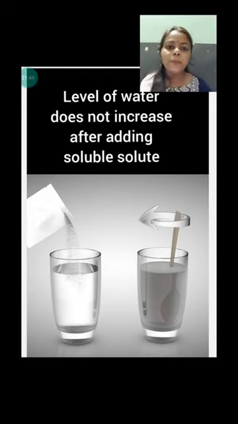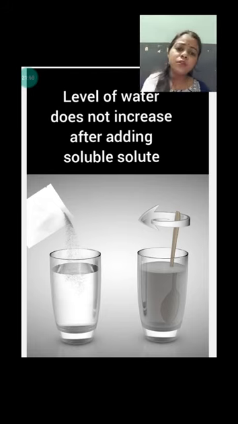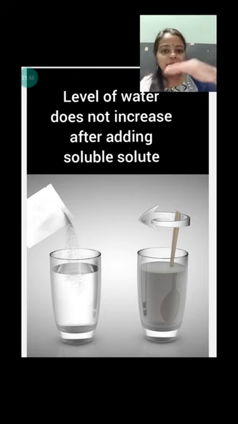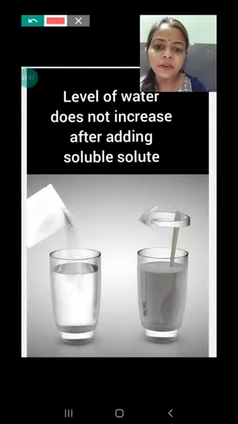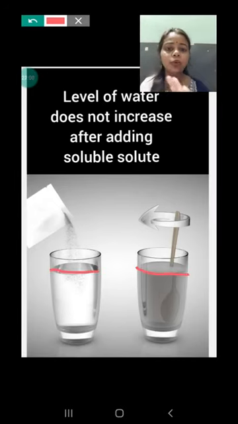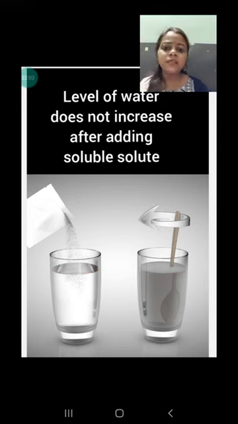And a very important concept is, when we add sugar or glucose or salt in a glass of water, the level of the water does not increase. Here you can compare the level of the water. The level of the water is absolutely the same. If we put in the salt, why does the level of the water not increase? Because whatever empty space is there between the molecules of the water, only in between them the particles of the salt go. This is the concept.